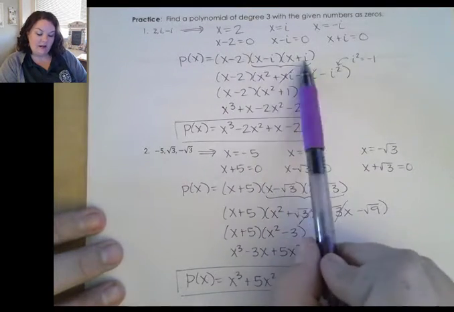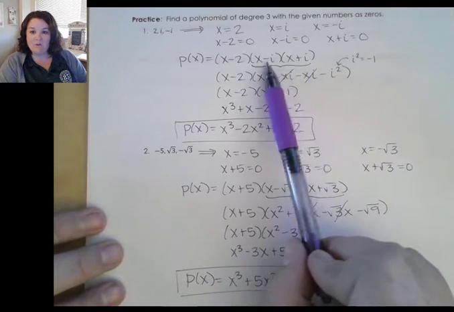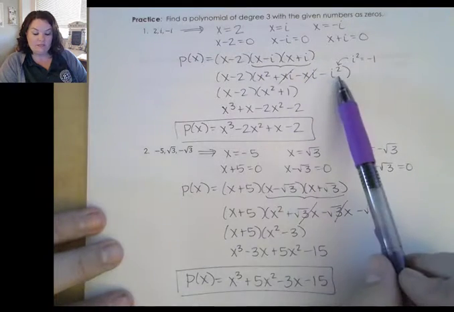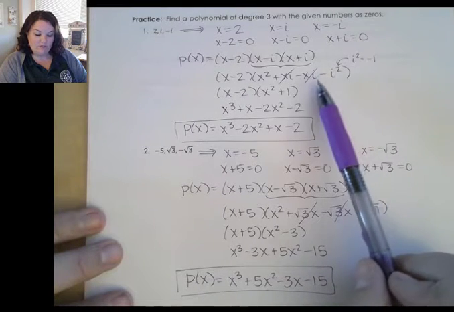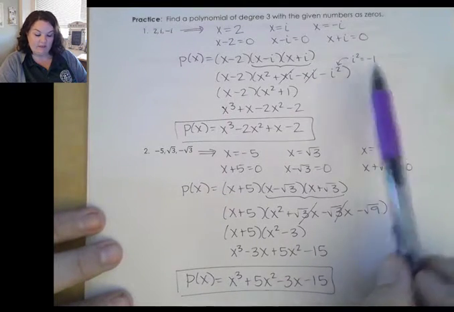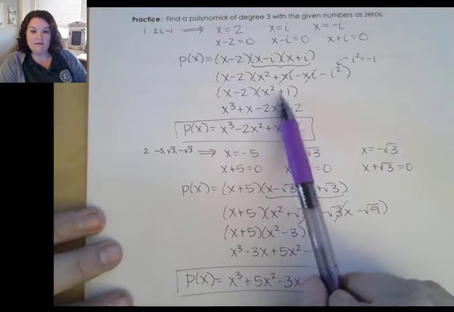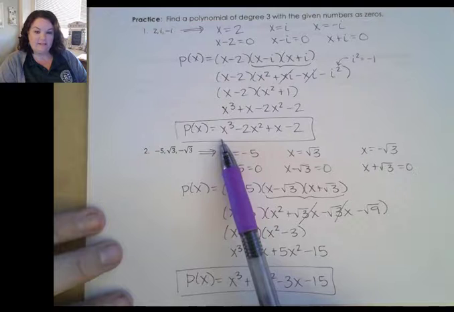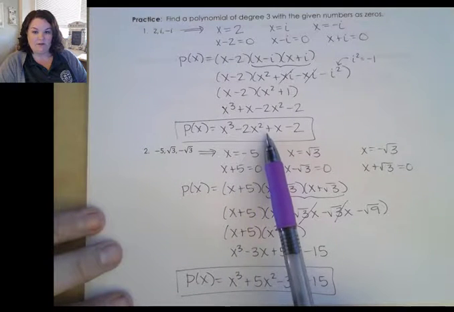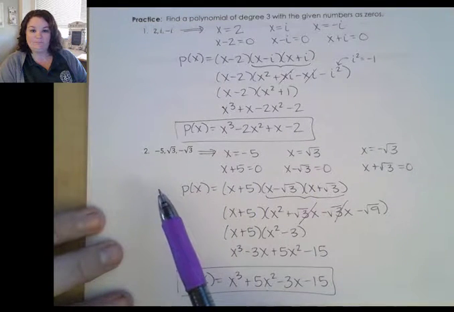Now, when you multiply out the i quantities here, you should end up with an i squared that you can replace with a negative 1. So remember, when you subtract a negative, that becomes a positive. Okay? And then you just multiply the remaining two factors out, which should give you p of x is x cubed minus 2x squared plus x minus 2.